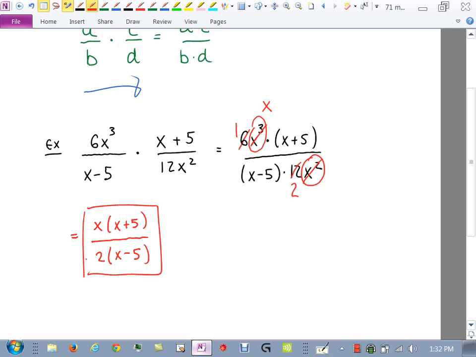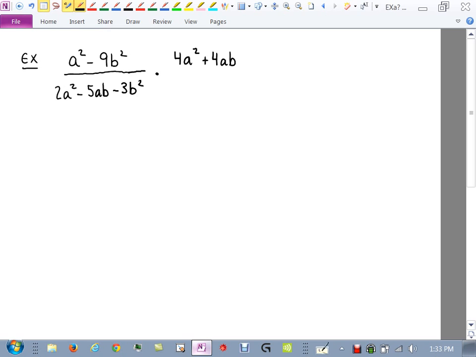I think this next one is going to be our last example of the day. And I've saved the best for last. You ready? A squared minus 9b squared over 2a squared minus 5ab minus 3b squared, times 4a squared plus 4ab plus b squared. All of this divided by 2a squared plus 5ab minus 3b squared.